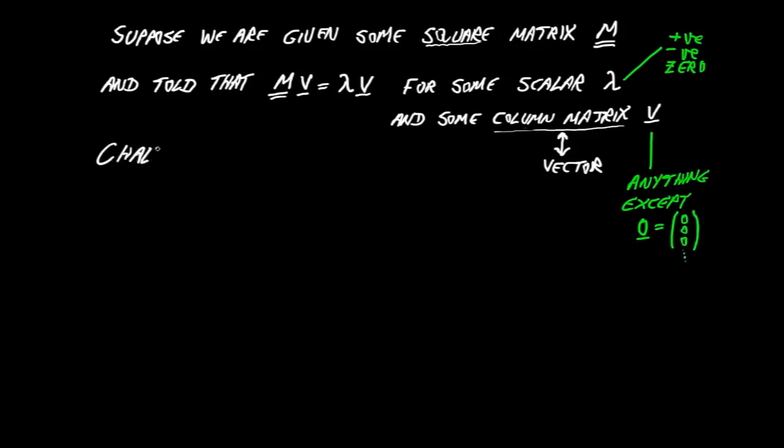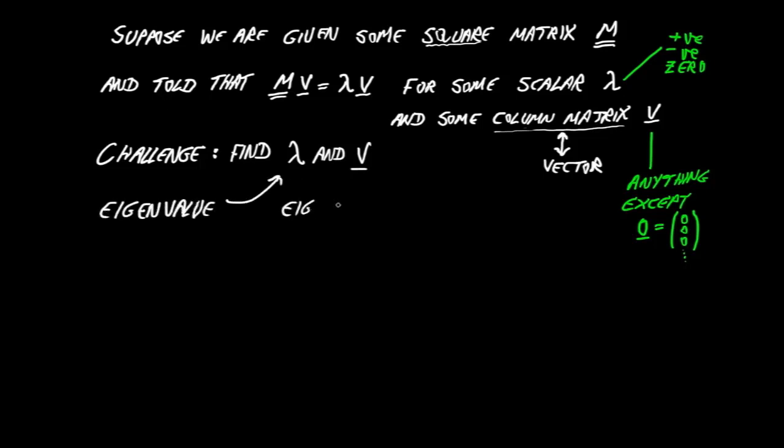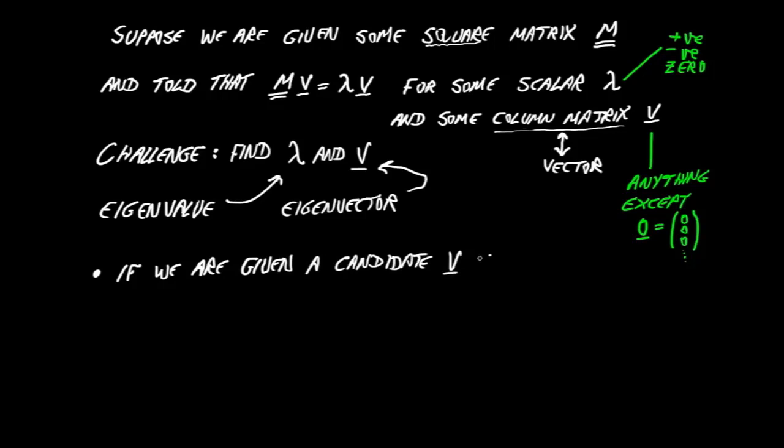Our challenge then is that we're going to be given a square matrix M, and we have to look for any scalar lambda and vector V that satisfies the equation. And such a scalar is called an eigenvalue, and such a vector is called an eigenvector. So in that language, M multiplied by some eigenvector gives us back that eigenvector just multiplied by a scalar, the eigenvalue. Okay, so first off, let's notice that if we are given a candidate, a possible eigenvector V to try, perhaps for a multiple choice, then it's easy to test. We'll just go ahead and try it.